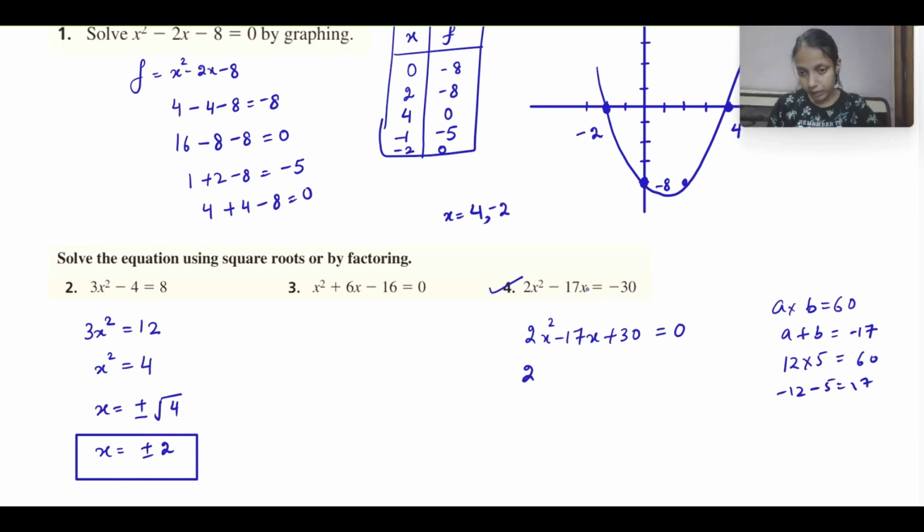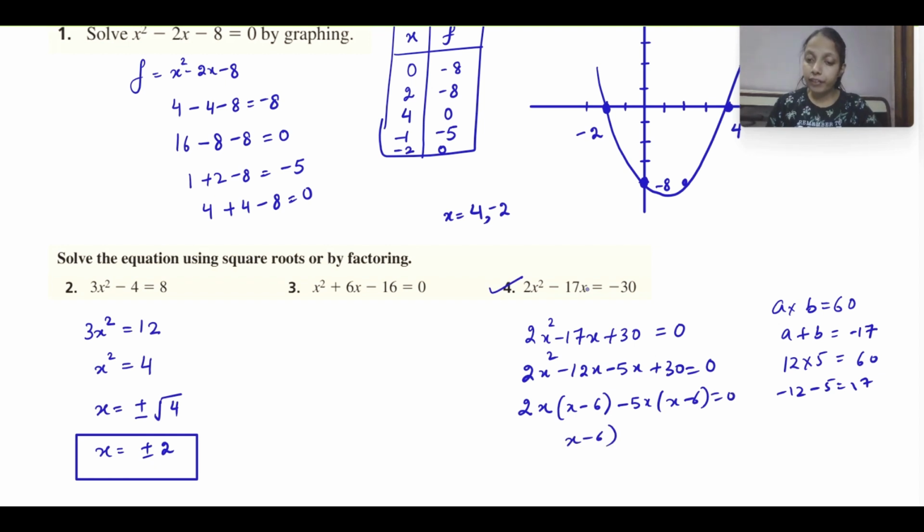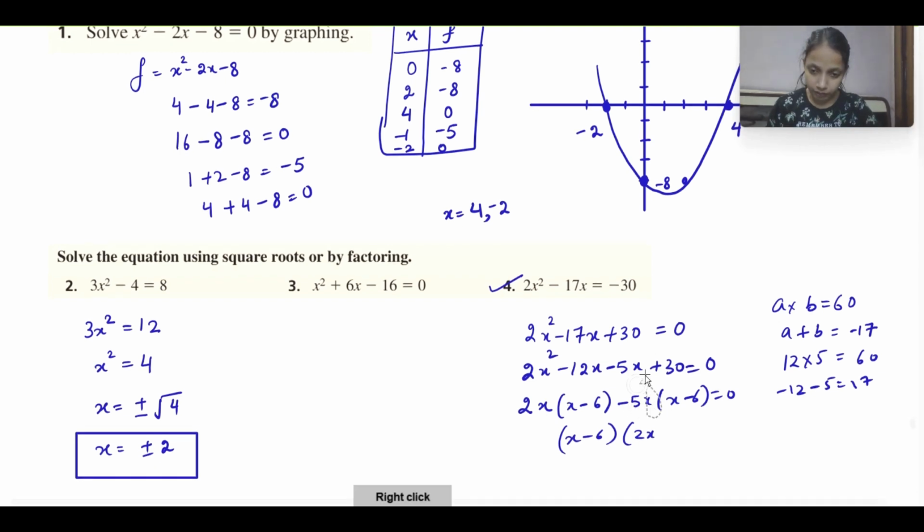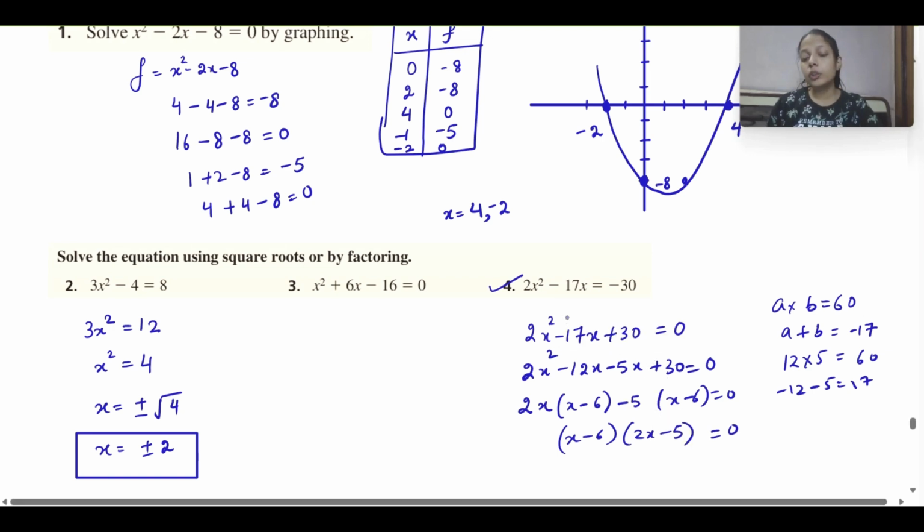Okay, let's do that. 2x² − 12x − 5x + 30 = 0. I take 2x out, leaving x − 6. I take −5 out, leaving x − 6. So x − 6 is one factor. The other factor is 2x − 5 = 0. So either x is 6 or x is 5 over 2.